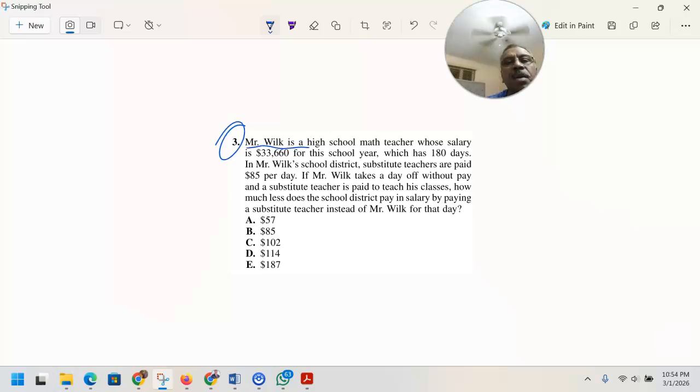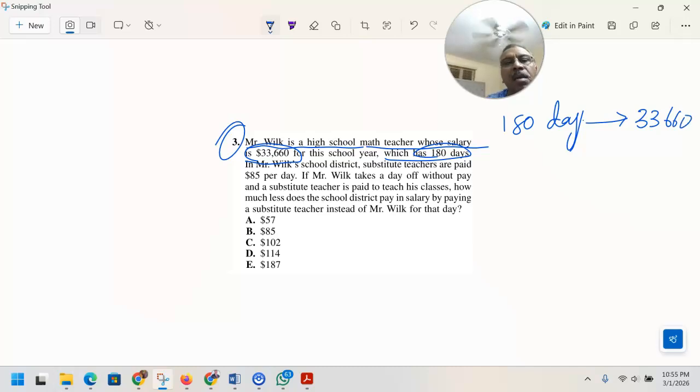Question number 3 says, Mr. Wilk is a high school mathematics teacher whose salary is this much, which has 180 days. So in 180 days, he makes 33,660. And in the same school, a substitute teacher is paid per day 85. So one day, a substitute is paid $85 per day.